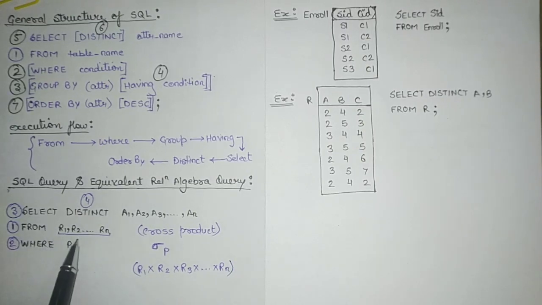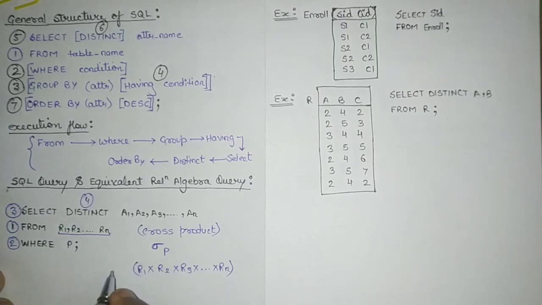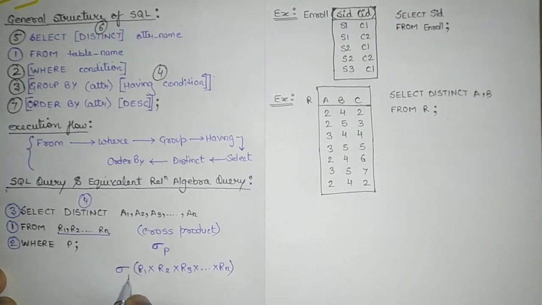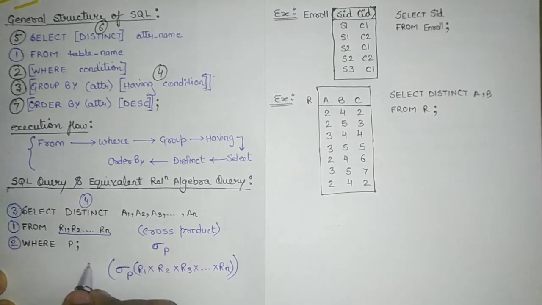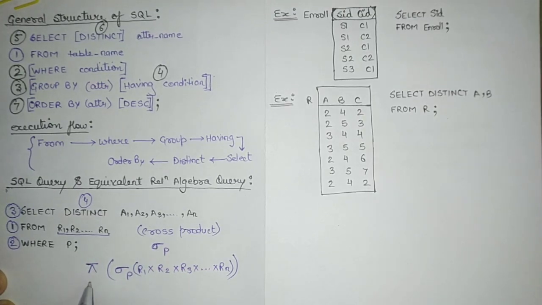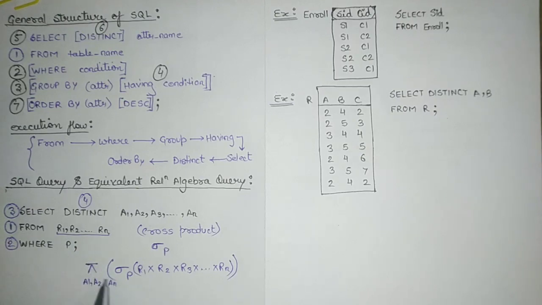Once this from is resolved, then we have to check for the specific condition. How can we check for the specific condition? By checking this P. Once these two things are done, then we have to project the values from A1 to An. So why am I using the projection symbol here? Because I have to retrieve, I have to project these attribute values from this, right?